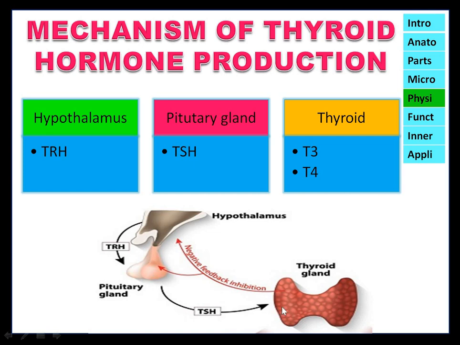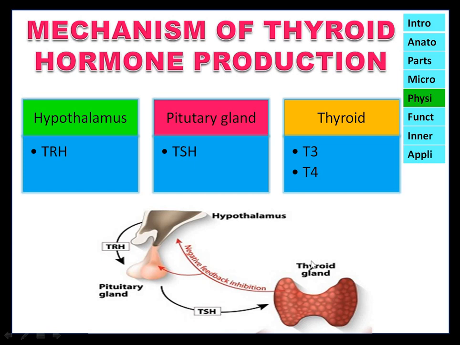This hormone acts on the thyroid gland and this thyroid gland produces T3 and T4. If our body needs more thyroid hormone, it sends the signal to the hypothalamus and pituitary gland. So these glands produce the hormone and it acts on the thyroid gland. It produces more T3 and T4.